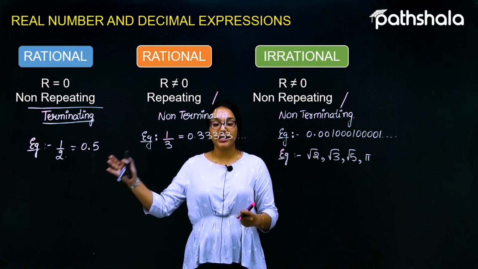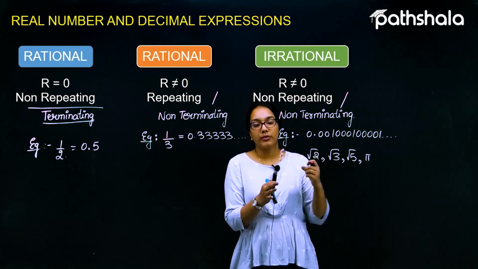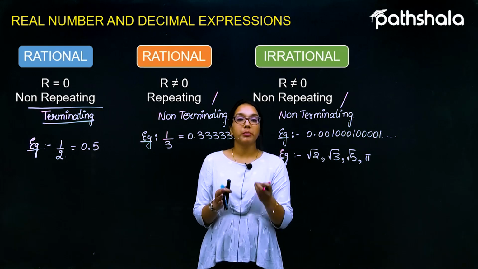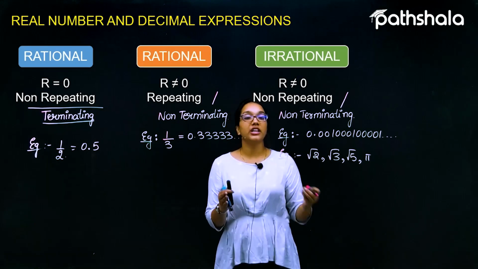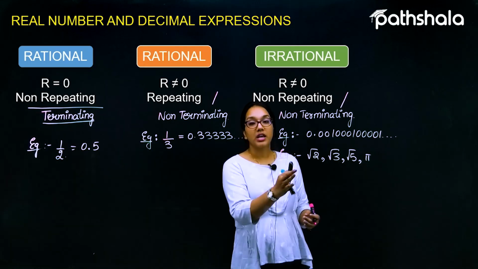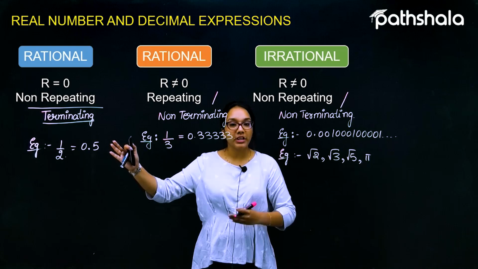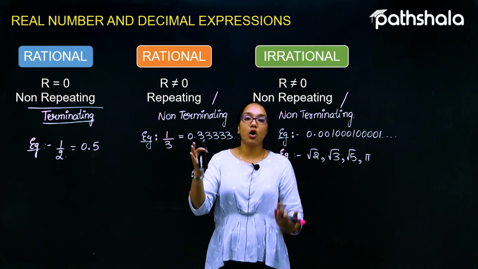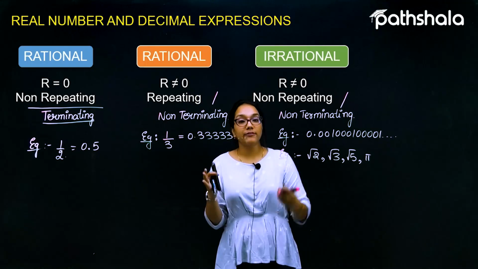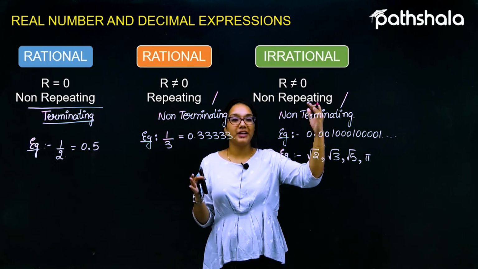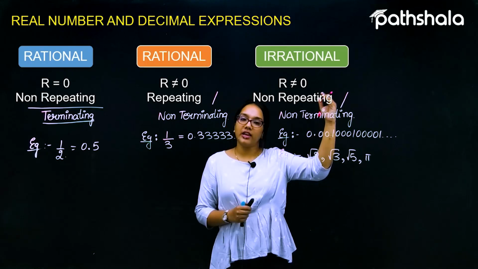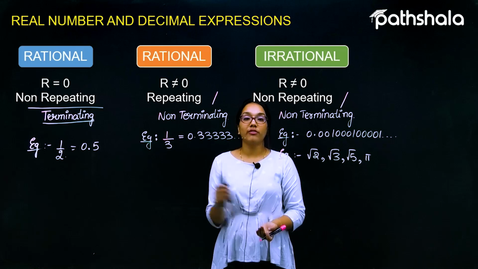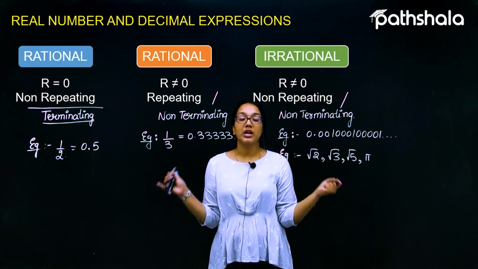So these are the three categories of numbers which give us the answer as to whether a particular decimal expression is rational or irrational. If the number is non-repeating and terminating, it is a rational number. If the decimal expression is repeating and non-terminating, it is rational. And if the decimal expression is non-repeating and non-terminating, then it is definitely an irrational number. So I hope the concept of categorizing the real numbers in terms of rational and irrational decimal expressions is all clear to you.